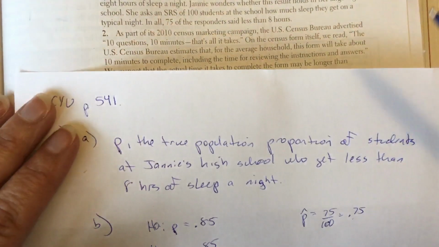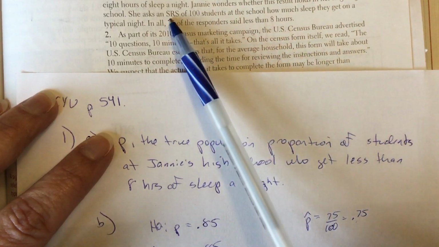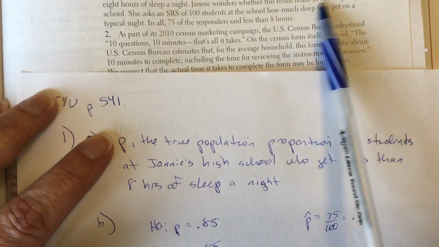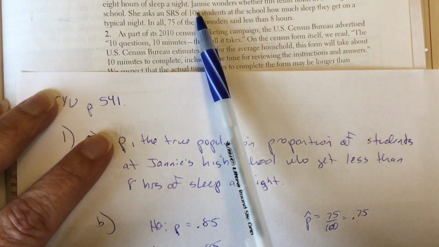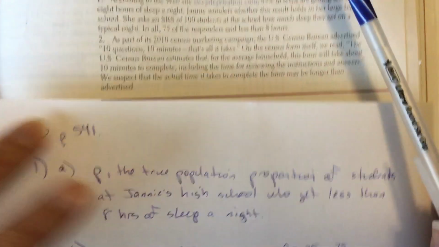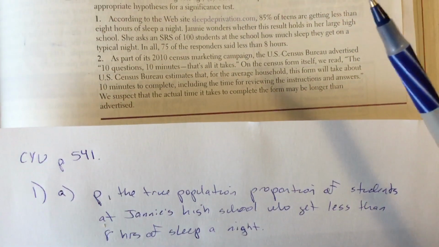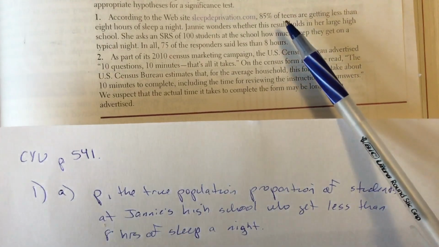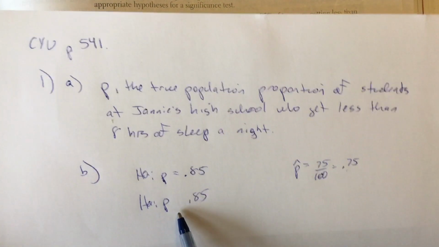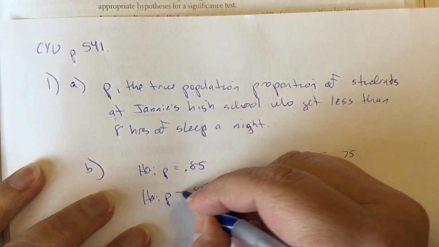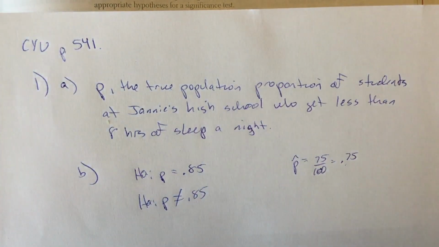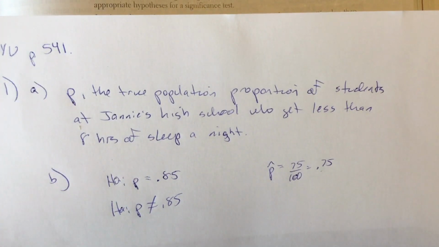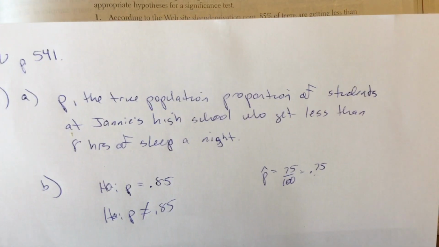Let's look at the wording. She wants to know if this holds in her large high school. She didn't really say whether she thought the kids in her school were getting more or less sleep. She just wants to know if it's true for her high school. So we're not going to do a less than, we're going to do a not equal to. You'll see words that'll lead you to believe less than, but in this case, there aren't any. All right, let's look at the second setting.